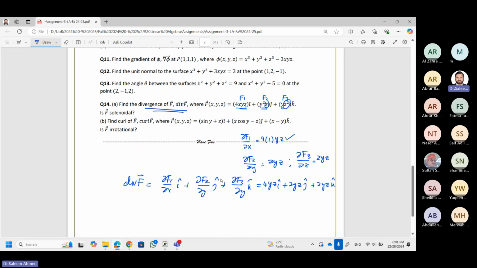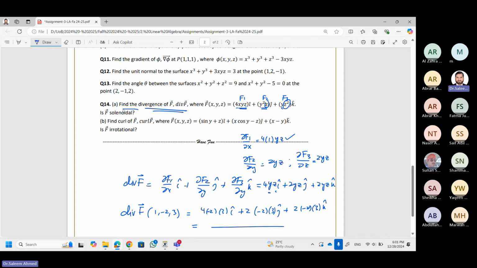If any point is given, then I can put the point here as well. Let's say if they ask you what is the divergence of f at 1, -2, 3, right? So it means x is 1, y is 2, z is 3, right? So just put the values if some value is given, and get the answer like that.